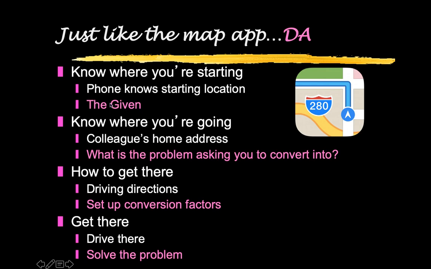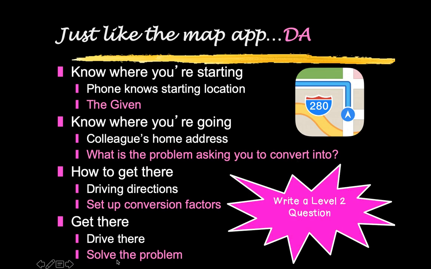So what is your given? That's what you write down first. And then figure out where you're trying to get to. What's the problem asking for? Set up the conversions that connect your given to what the problem's asking for, and then you'll solve it. Those are the steps of DA. Why don't you go ahead and do a level 2 question, maybe a summary. Summarize the steps of DA. That would be a great level 2 question. Or sketch a picture that represents these steps of DA. That would be cute too. All right, pause the video, come back when you're ready.